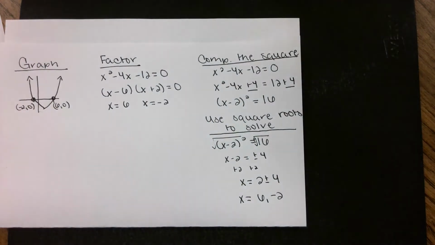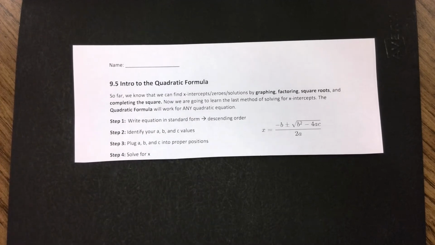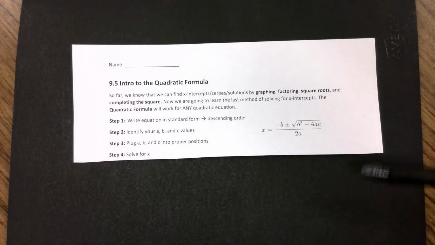Alrighty, so the last method, and this is probably the easiest once you get the hang of it, is called the quadratic formula. So I hope you guys found something that looked like this, at least at the top. I kind of put it out step by step here. So this is what we call the quadratic formula. The quadratic formula will work for any quadratic equation. You can always use the quadratic formula. It will always work. Okay, so there are basically 4 steps here.